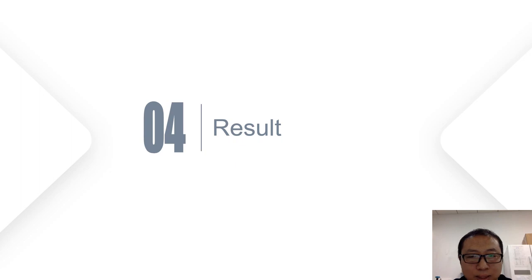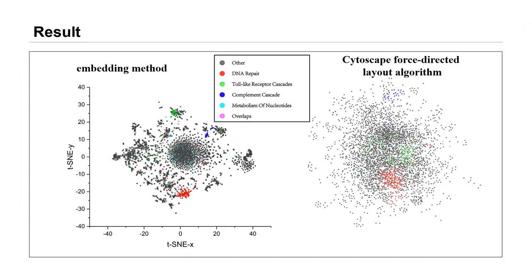Next section is result. For representative pathways, DNA repair, toll-like receptor cascades, complement cascades, metabolism of nucleotides was used to compare embedding method and Cytoscape force-directed layout algorithms. Figures show that the graph embedding algorithm is significantly better.